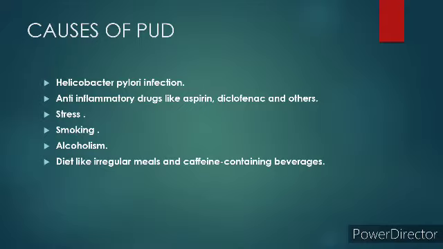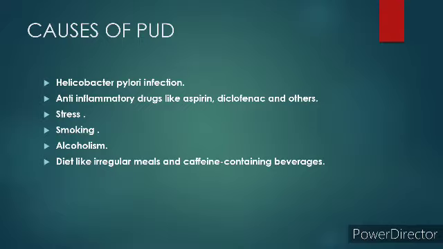Three, stress also causes PUD. Smoking: there is evidence that people who smoke have a risk of increased production of hydrochloric acid, and there will be reduced production of bicarbonates. Alcoholism: too much alcohol irritates the stomach lining.